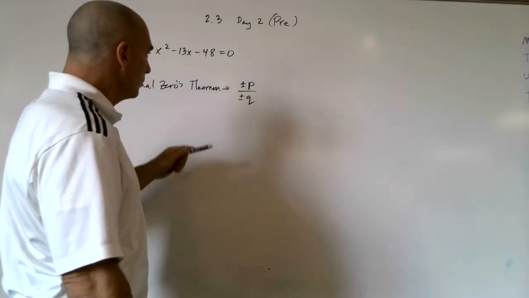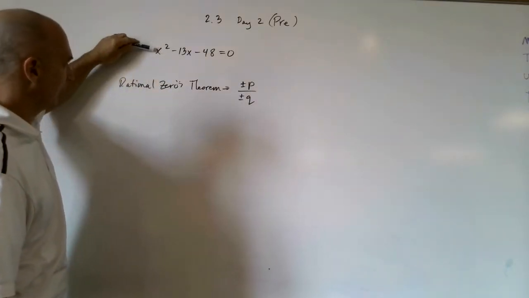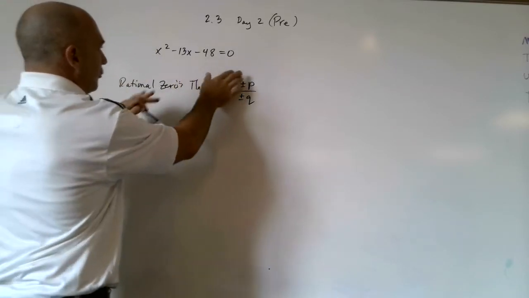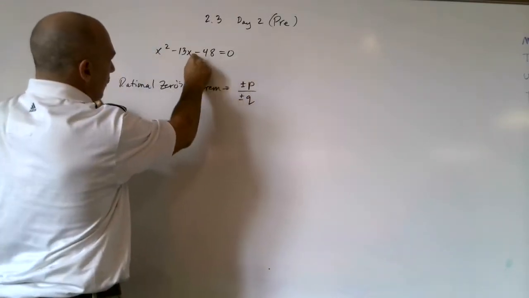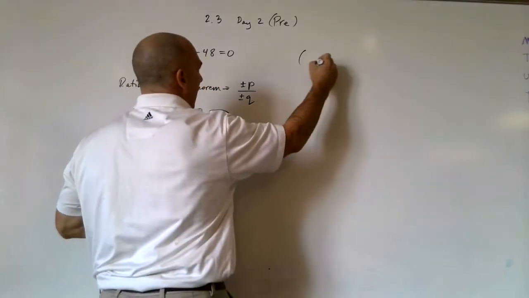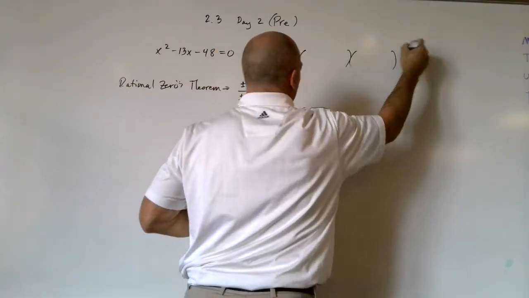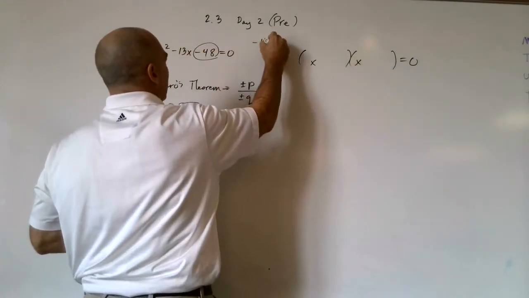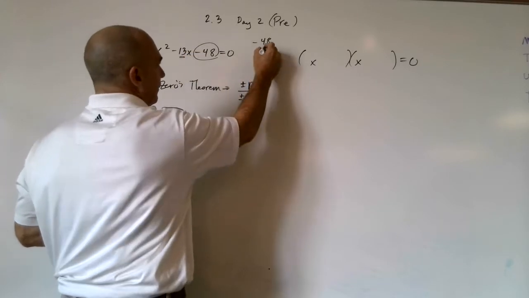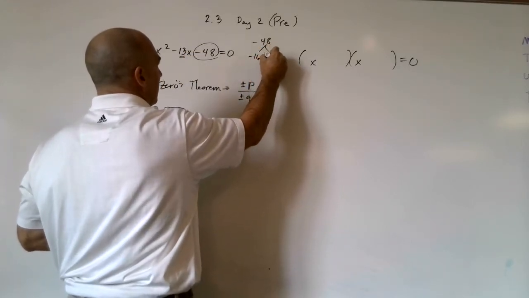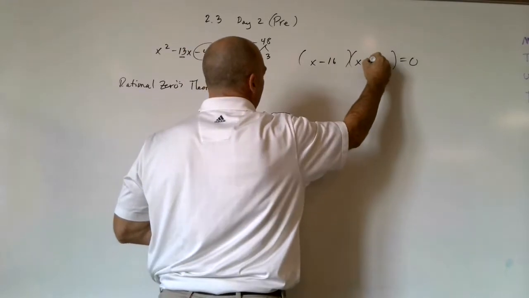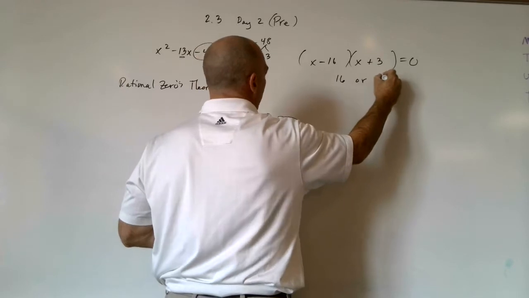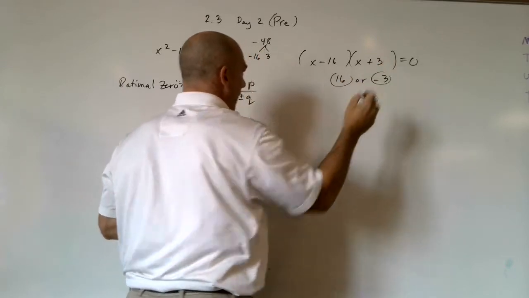So if I was on a test, homework assignment, or quiz, I would look at this. There's no way I would use this. I would say, wait a minute, I think we can factor that. And I'd go x and x. And what are two factors of negative 48 that add up to negative 13? A little bit of a challenge, but negative 16 and 3. So minus 16 and 3. So my answers, my zeros, would be 16 or negative 3. So keep that in mind.